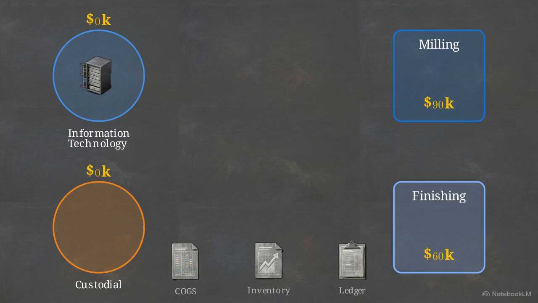The structural complication arises here. Service departments do not exist strictly to support production lines. They also consume services from one another. As these arrows show, IT requires custodial maintenance, and custodial requires IT infrastructure.